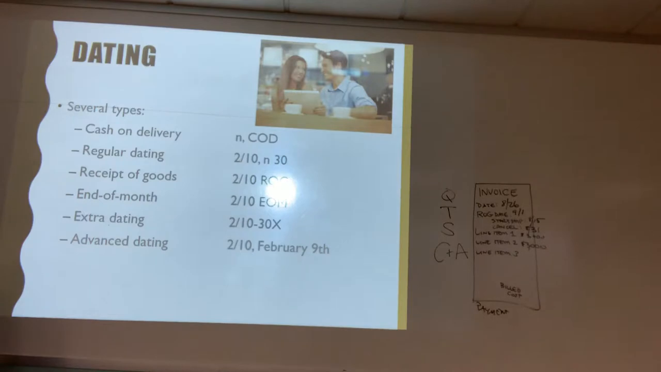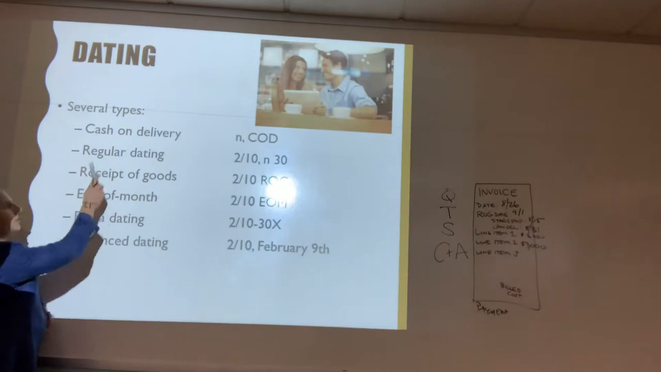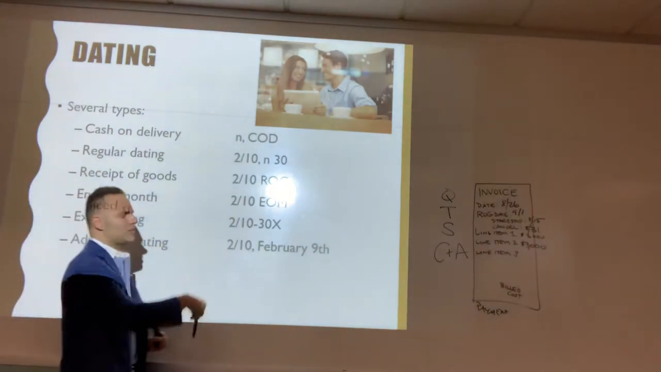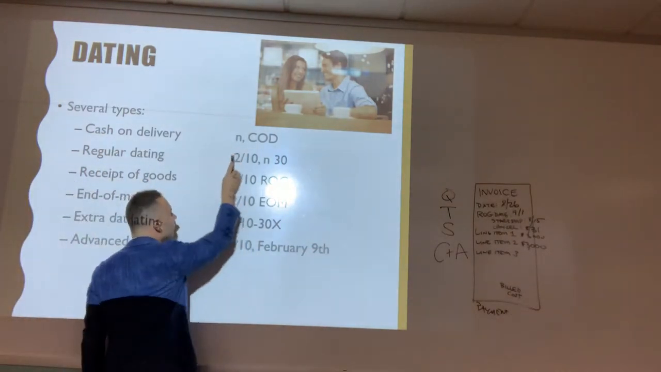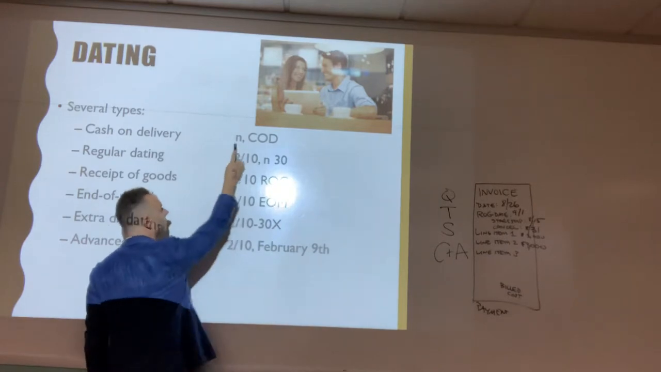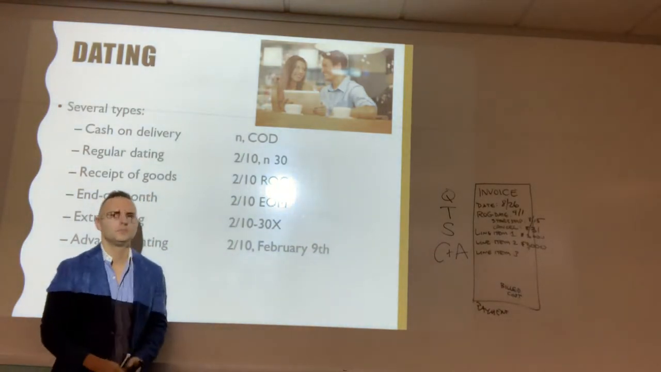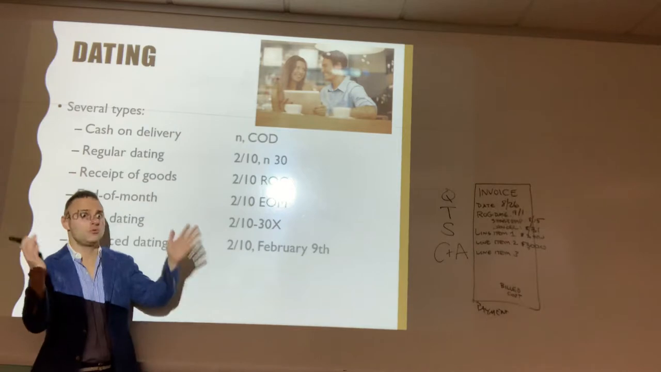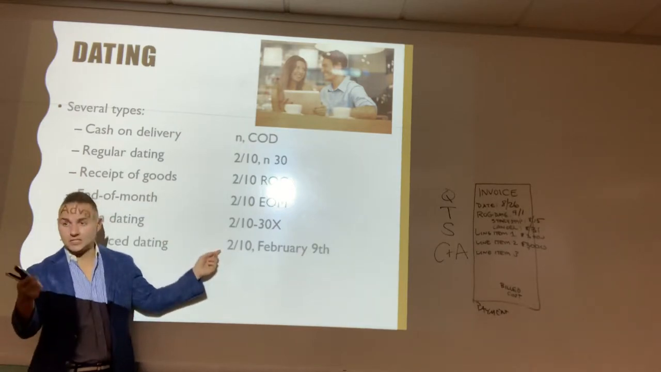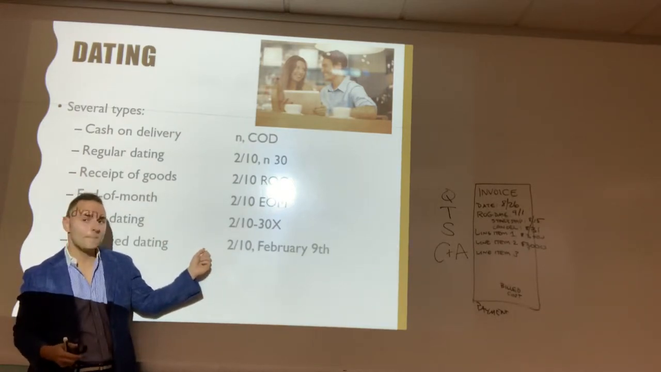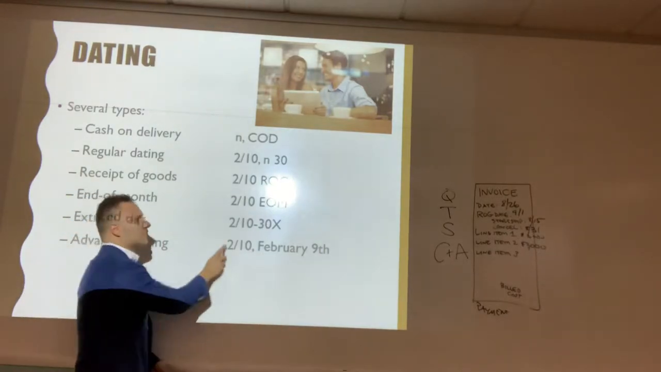Okay, so here are six types of cash discounts, even though one of them really isn't a discount at all. Okay, six types of cash discounts. So let's go through them. COD. How do we read these again? Remind me. What is the first number? And it could be any number. It could be 2, 3, 4, 8. It's the percent. Percent what? The percent discount. That's right. So that's the discount. Okay?